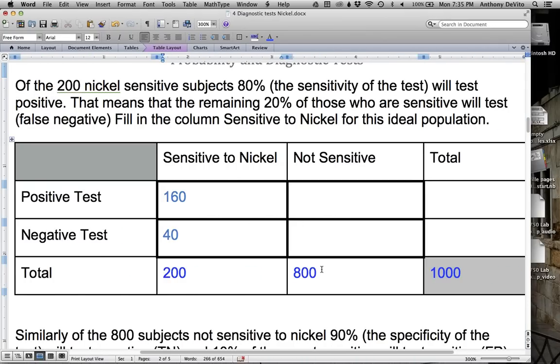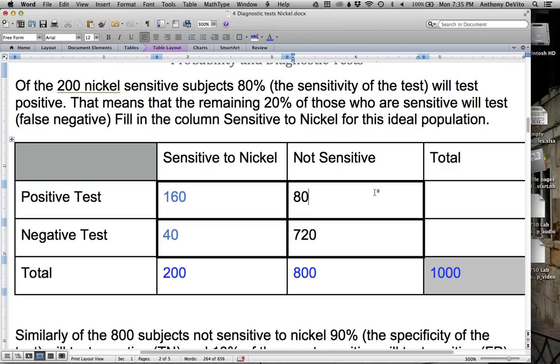Okay, so now out of the 800 people that are not nickel sensitive, what did I say the specificity was? 90%. So it's going to get the test right 90% of the time. How many people is that out of 800? 720. Where does the 720 go? In the top or the bottom? Well, it goes in the bottom, right, because that's the right test. That's true negative. How many people test positive in the population of 800 people that don't have it? That's going to be the remaining 80.